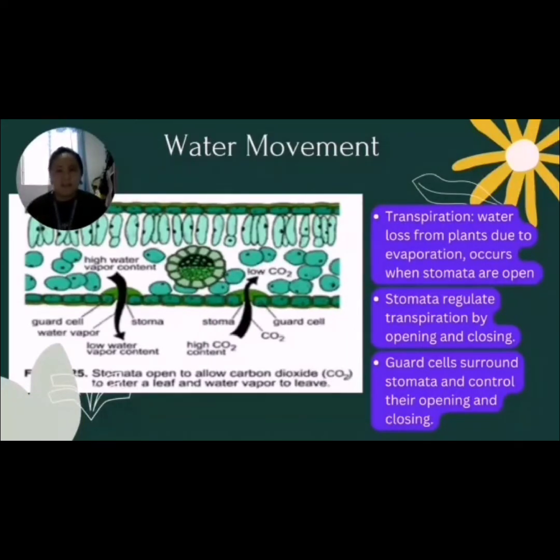Since plants take in CO2, or carbon dioxide, the high CO2 content comes in on the right side of the picture. Then the other side releases oxygen and high water vapor, which the plant transpires, and it passes through the guard cells and the stomata.